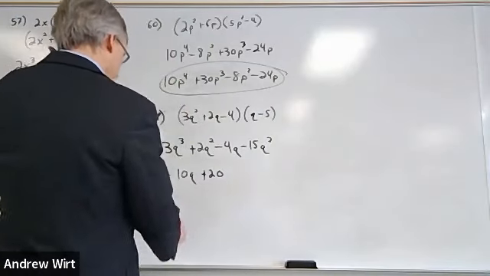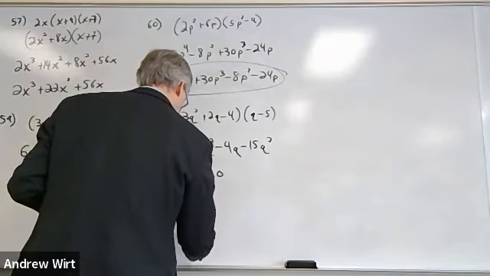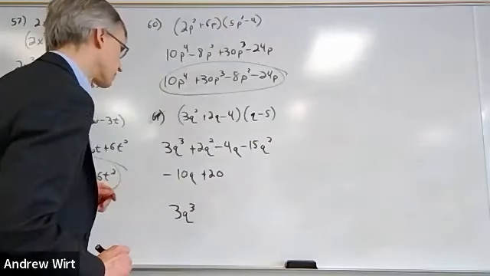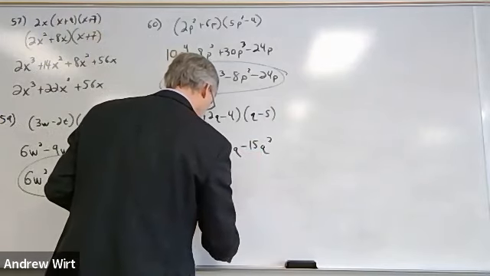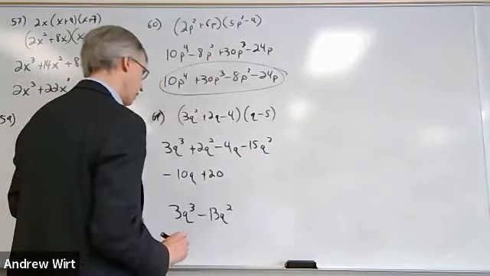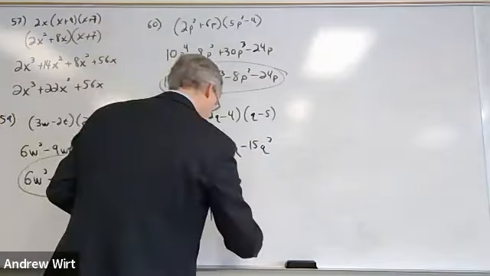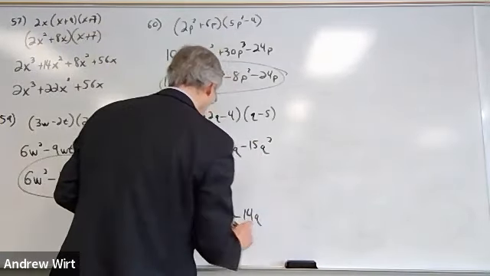Now we can combine some like terms. 3q to the third, there's nothing to combine with, that'll stay as it is. Now we can do 2 and -15, so that's -13q squared. And now combine the q's, so you get -14q and plus 20.